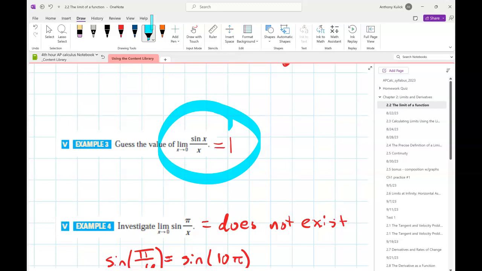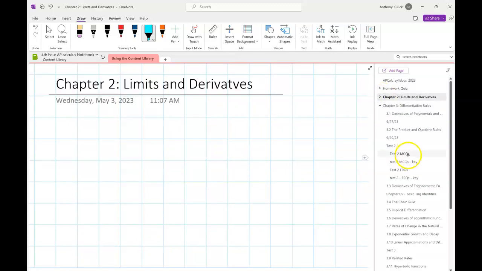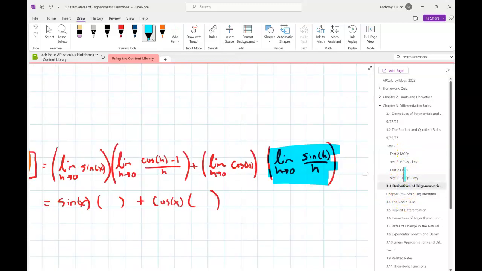Way back in 2.2, we observed that the limit as x approaches 0 of sine x over x is 1. Everybody okay there? Okay, so I'm going to use that. Where was I here? So that's 1.